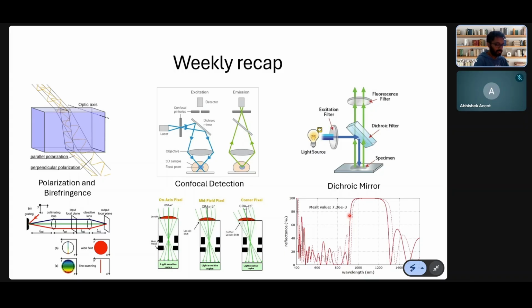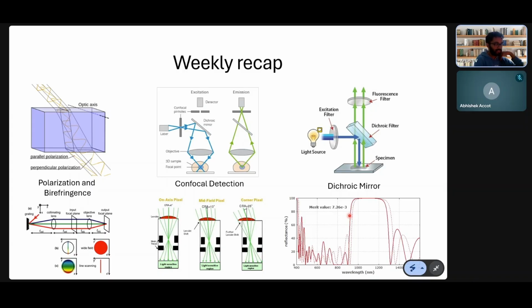And we also saw that the dichroic mirror is indeed a part of a larger category of filters called interference filters, where the bandwidth is defined by the wavelengths at which the filter can transmit more than 50% of the light. It's called the bandwidth of the interference filter.